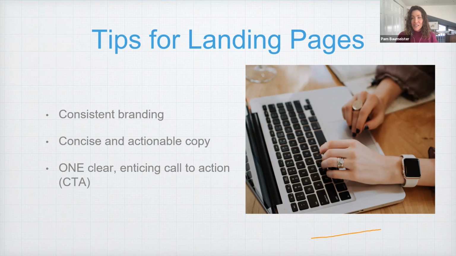First, you want to have consistent branding. Second, you want to have concise and actionable copy, which means you want the copy to be short and to have lots of action verbs. So you want it not to have passive voice, but to be things like discover, explore, those kinds of action verbs. And the last thing is one clear, enticing call to action. So you don't want them to have multiple places to click. It's easier for people to make decisions when there's fewer decisions.